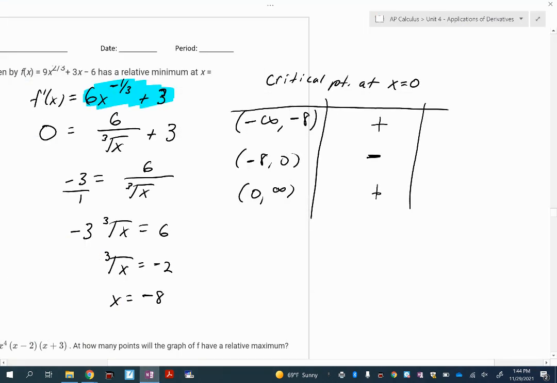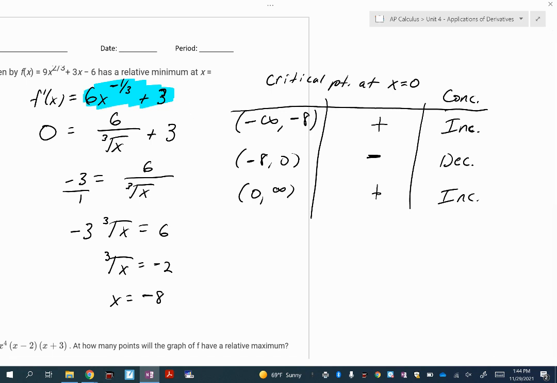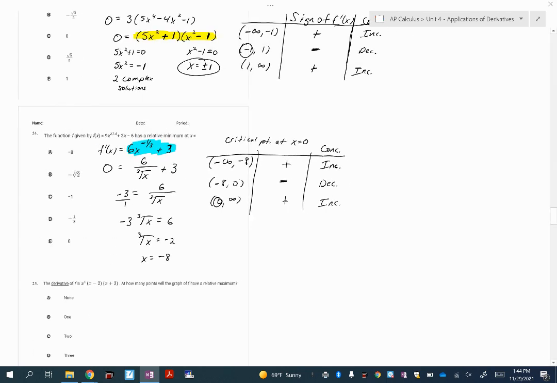So that means our conclusion about f of x is increasing, decreasing, increasing. We're looking for a relative minimum. So relative minimum would be decreasing to increasing. So that's happening at x equals 0, which is E. All right, let's go to 25.